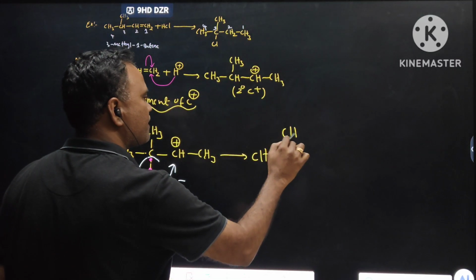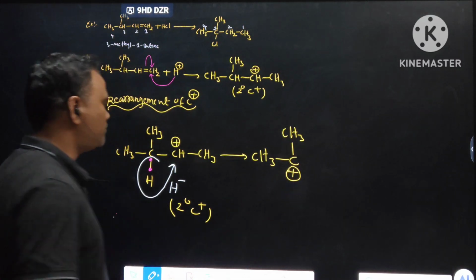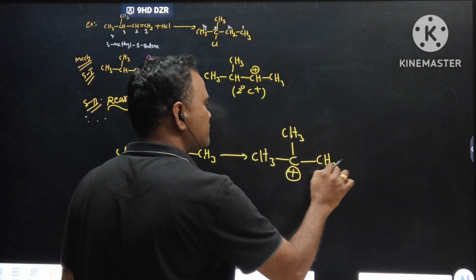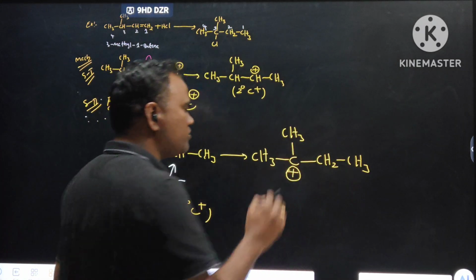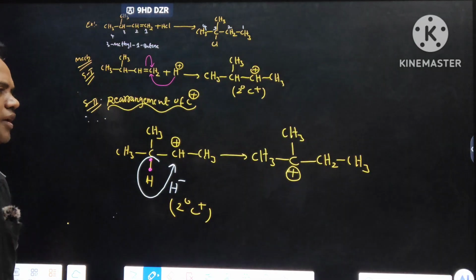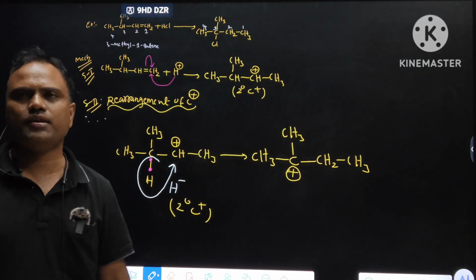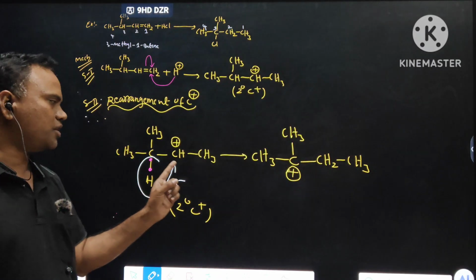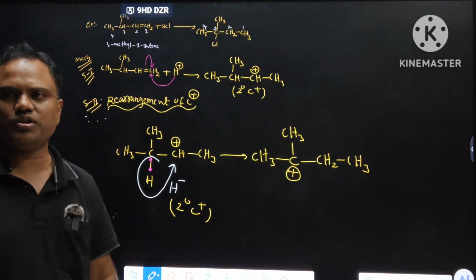CH3C, CH3 positive. Why am I writing a positive charge here? Can you guess why? Yes, this carbon is losing its electron. That's why it will get a positive charge.